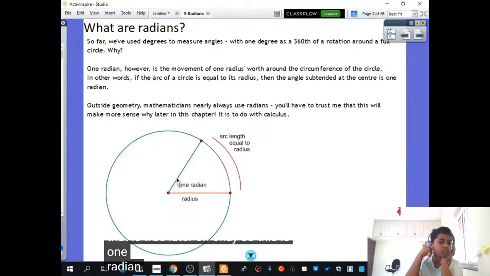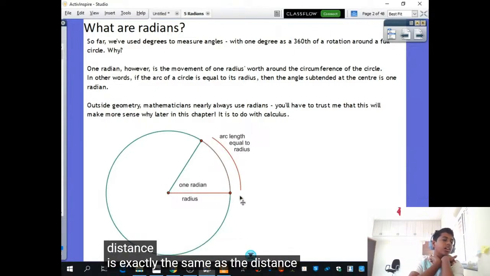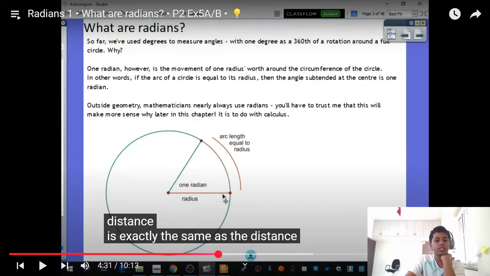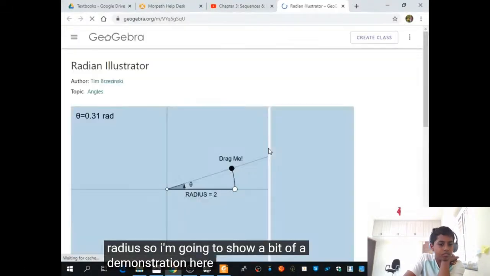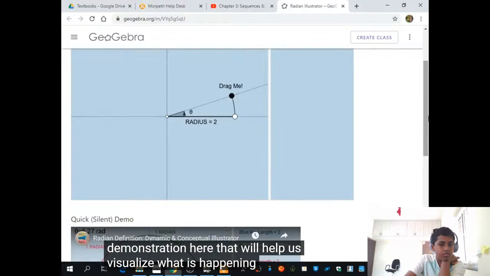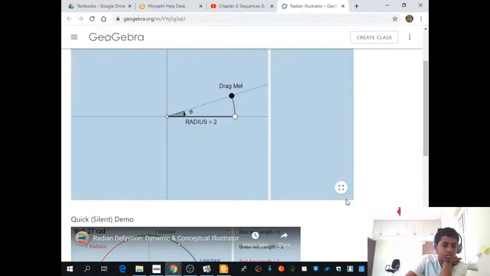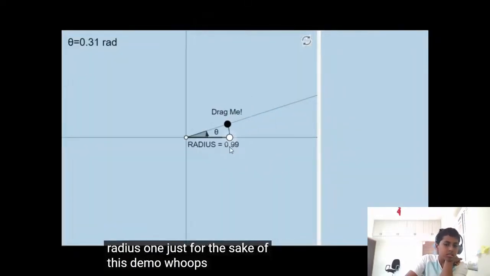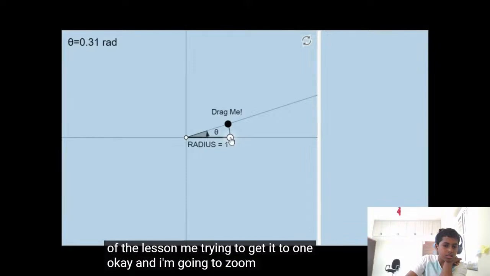So 1 radian is when this outside section, that distance, is exactly the same as the distance of 1 radius. So I'm going to show a bit of a demonstration here that will help us visualize what is happening. Let's see if I can make this full screen. Okay, I'm actually going to make the radius 1 just for the sake of this demo. Whoops, not 0.99. Oh, for God's sake. That would be the rest of the lesson, me trying to get it to 1. Okay, and I'm going to zoom in a bit.